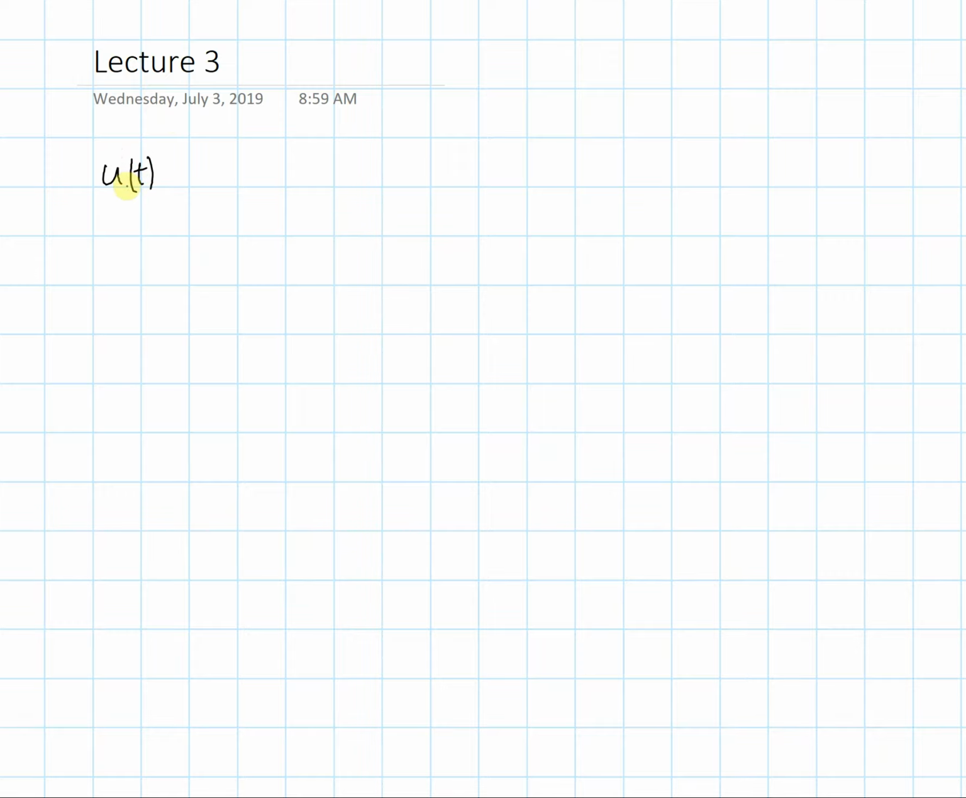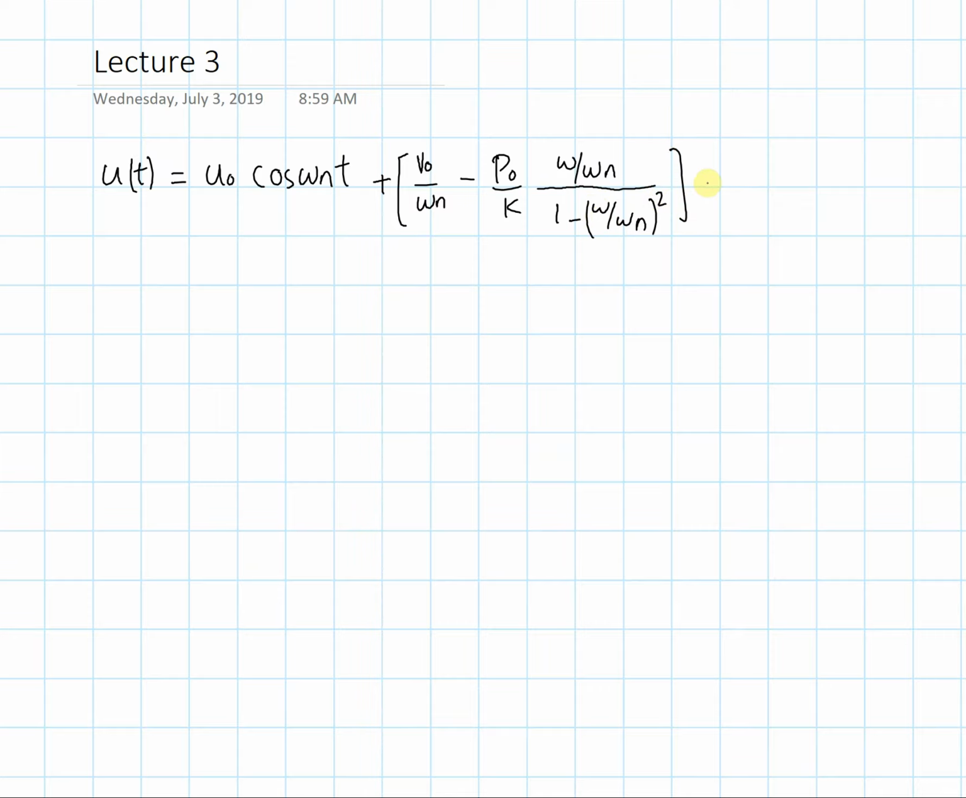So U T total, I'm not going to put the T anymore, is going to equal U naught cosine omega n t plus V naught over omega n, brackets open, minus P naught over K omega over omega n over 1 minus omega over omega n squared, brackets closed, sine omega n t, and so that's our complementary solution.